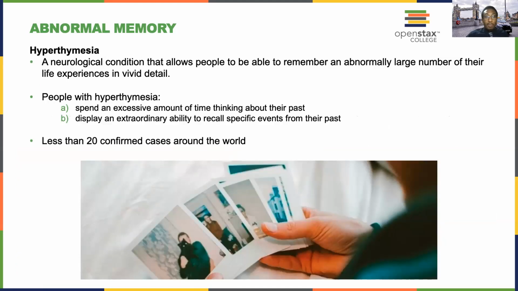Another example of abnormal memory is hyperthymesia, which is a neurological condition that allows people to remember an abnormally large number of their experiences in vivid detail. Their episodic memories are for some reason able to be recalled strangely well. These are people who not only have exceptional memory, but also spend an excessive amount of time thinking about their memory. Those two factors are important. And there are fewer than 20 confirmed cases around the world.